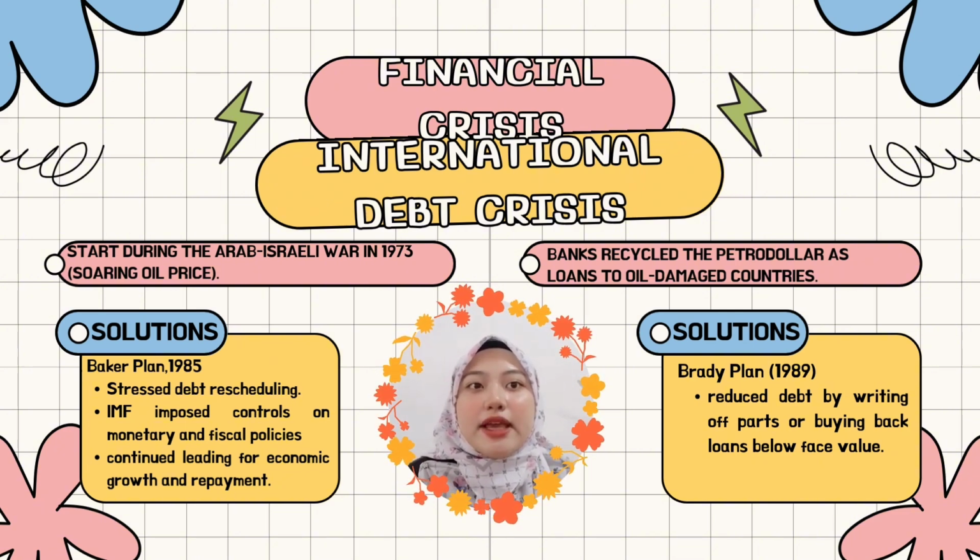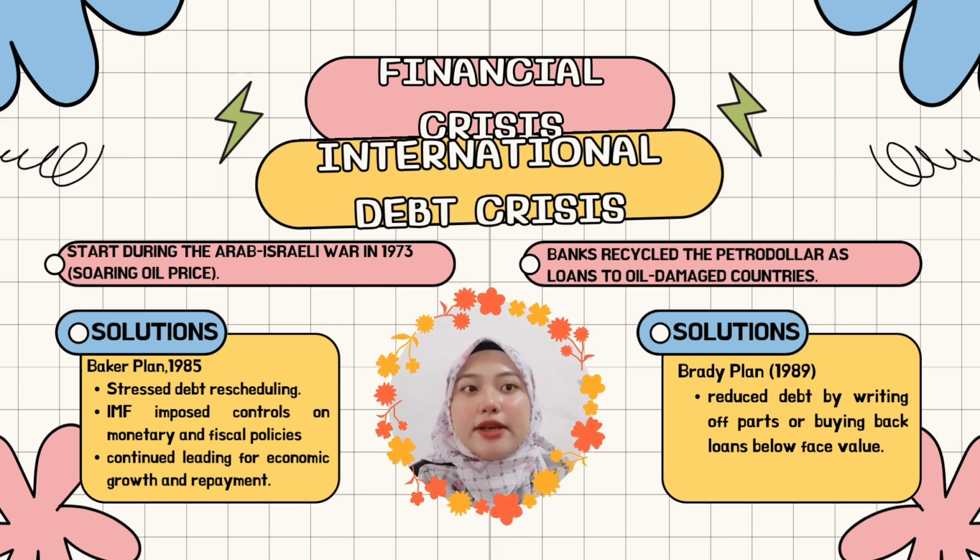In turn, these banks recycled the petrodollars as loans to oil-importing countries, particularly developing nations in Latin America, who needed funds to pay for the expensive oil imports and finance their development projects. This led to an unsustainable build-up of debt in many developing countries. When interest rates rose in the early 1980s, many of these countries could no longer service their debt, triggering the crisis. Two key solutions emerged to address this.